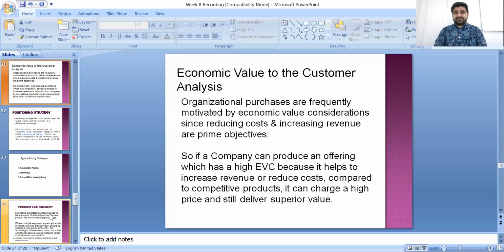Economic value to the customer analysis. Organizational purchases are frequently motivated by economic value considerations, since reducing cost and increasing revenue are prime objectives. Yes, every organization is trying to reduce their cost and increase their sales. So when we are talking about economic value, in this strategy the companies try to produce on a large scale to reduce their cost. If they have reduced their cost, they will get a competitive advantage over their competitors. By doing this, it will create a high economic value for your customers.